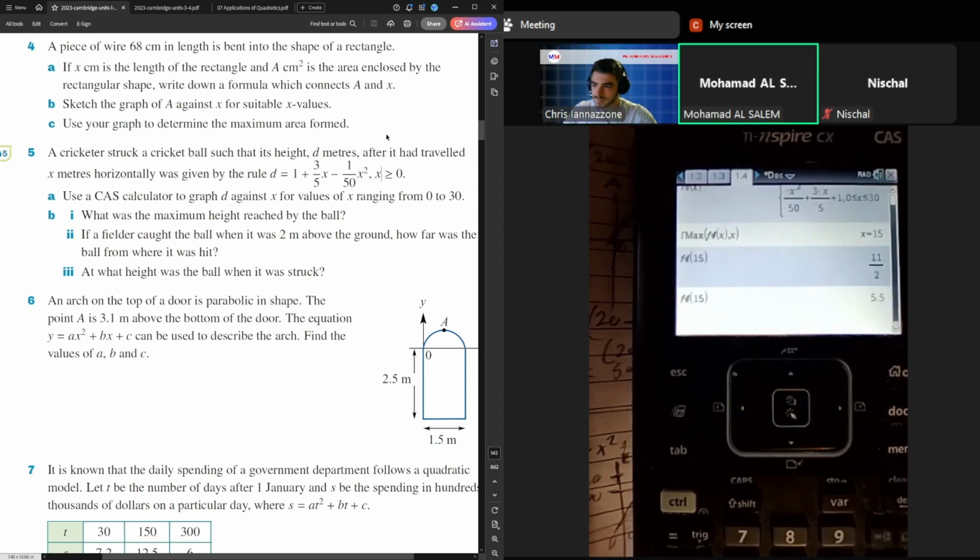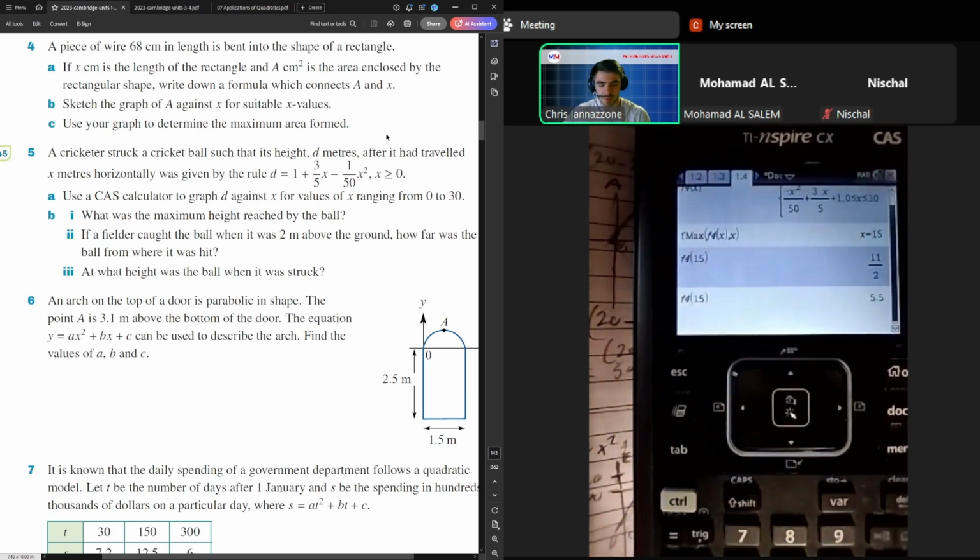Okay. So that is the answer to B I. What is the maximum height? Height was a y value, we found our y value of 5.5. In this case, you would give it in terms of meters, because that's what the question has told you d is in terms of.